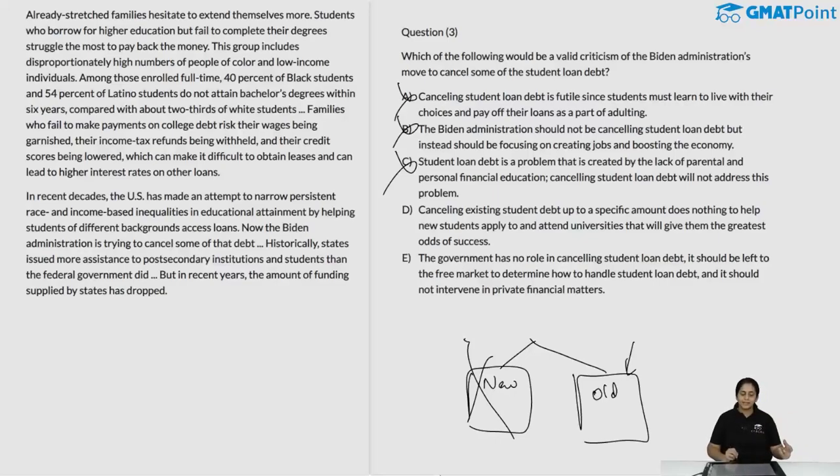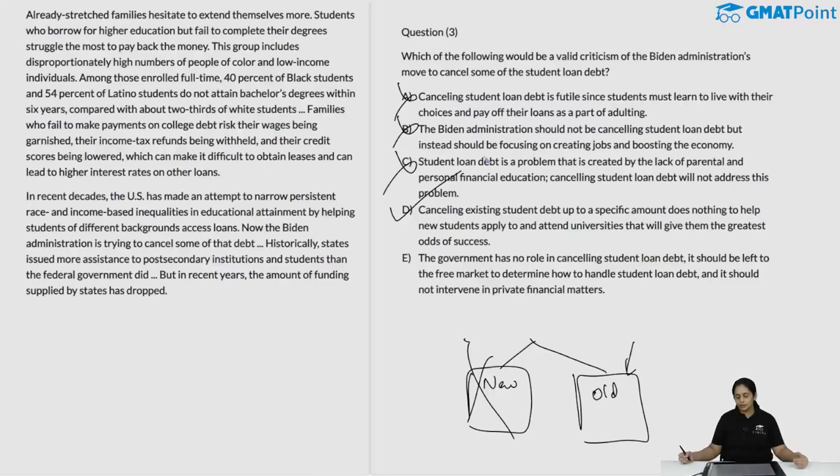The author starts by saying there is something seriously broken with the American higher education system. You're not addressing the problem, you're only addressing the symptom. So the loan forgiveness alone is not sufficient to actually address the problem. And that is a valid criticism of the move, that you're not addressing the actual base of the problem. You're addressing one part of the symptom while leaving those who are also facing similar symptoms with no help as such. So D is a valid criticism.